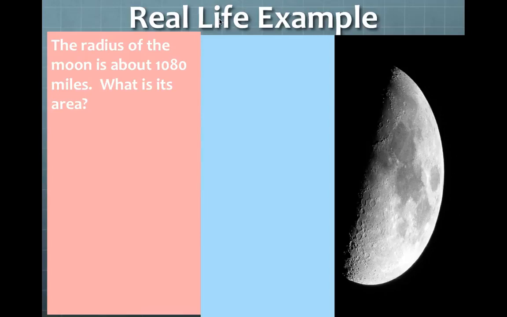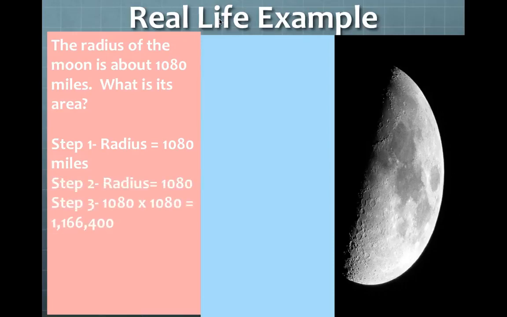All right, let's look at this real-life example. The radius of the moon is about 1,080 miles. What is its area? Step 1, we've located the radius. It's 1,080 miles. So we move on, and we have to square the radius, which is 1,080 times 1,080. It's a large number. It's 1,166,400. Then I need to multiply that by pi, because once again, students, area of a circle is radius squared times pi. Pi is 3.14.